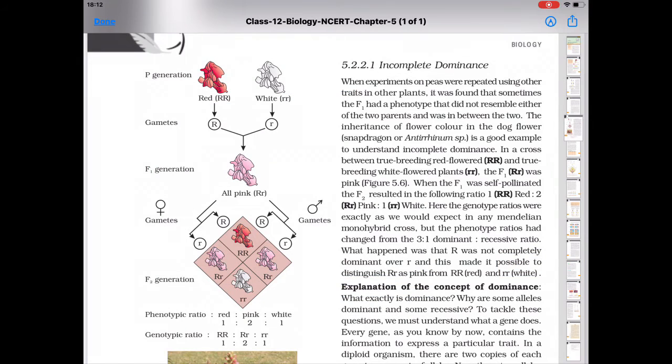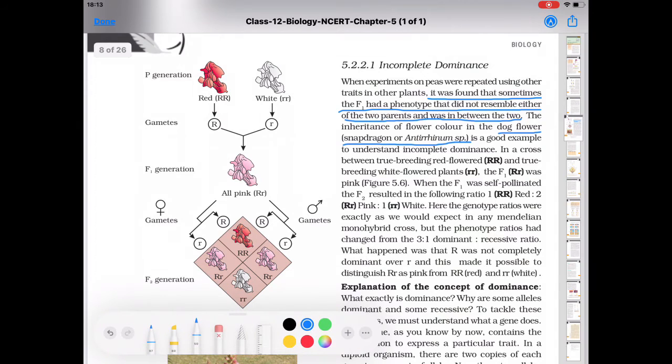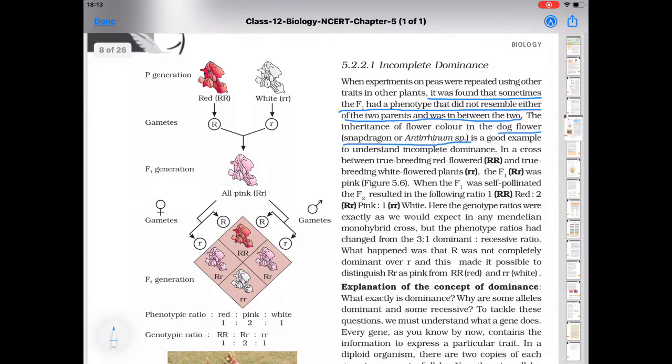Now our next topic is incomplete dominance. It was found that sometimes the F1 had a phenotype that did not resemble either of the two parents and was in between the two. This type of example occurs in dog flower, snapdragon, or Antirrhinum species. Learn the example. In incomplete dominance, the dominant allele is unable to completely dominate the recessive one. That is, the intermediate character appears in the F1 generation.